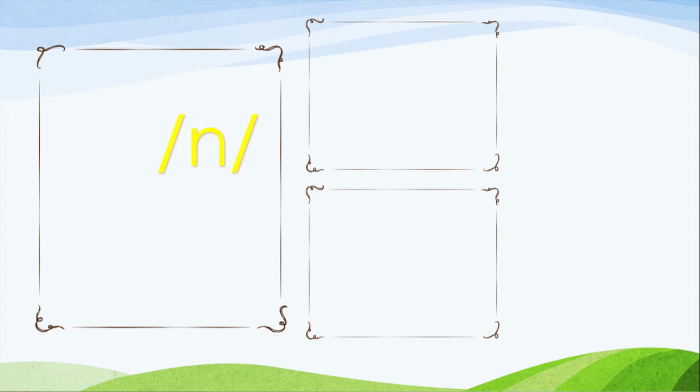Let's do another one. Now we are listening for the n sound at the beginning of our CVC word. Okay, boys and girls, we are going to listen for the n sound. Which sound? The n sound. And where? At the beginning of our CVC word. So, first we look at the pictures, then we say the words, and finally we listen for the sounds.